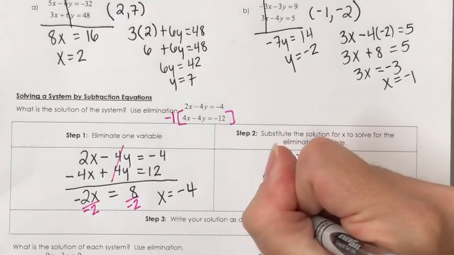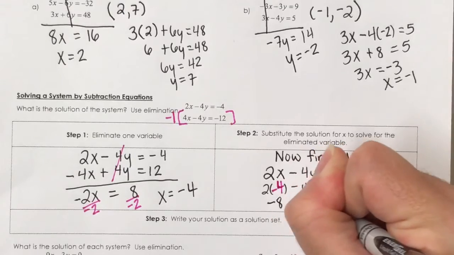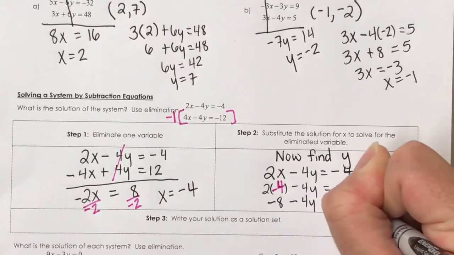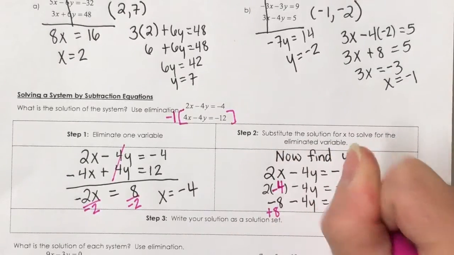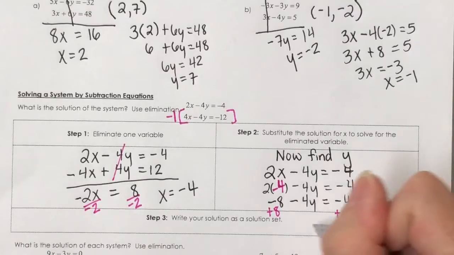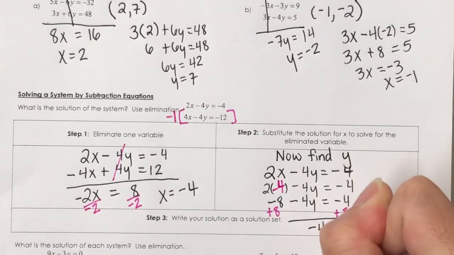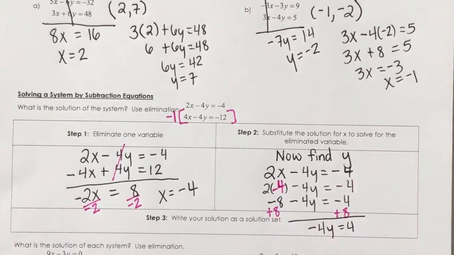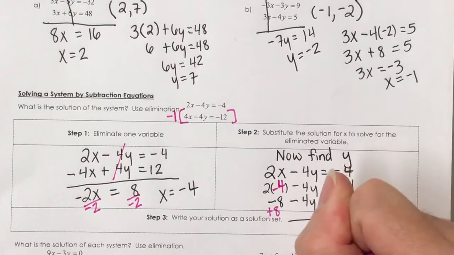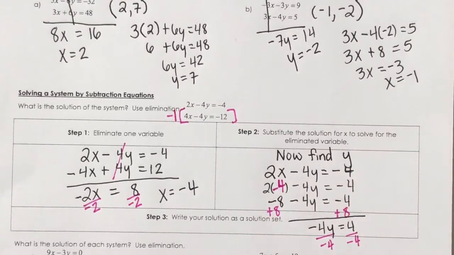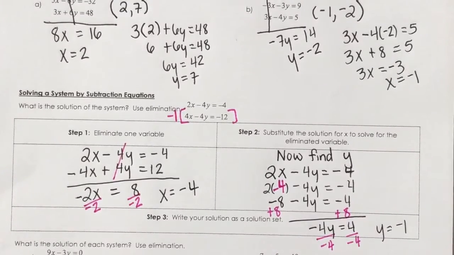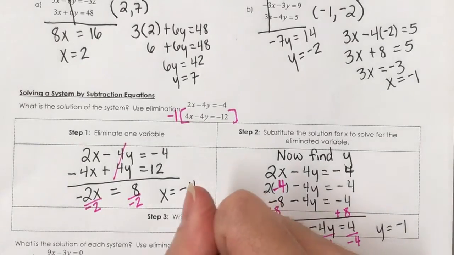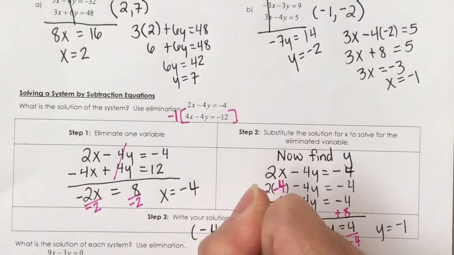So 2 times negative 4, negative 8. Negative 8 minus 4y is equal to negative 4. We got to get y by itself. We're going to start by adding 8 to the other side. So then I have negative 4y equals positive 4. Divide by negative 4. 4 divided by negative 4 is negative 1. All right, now we have the point that they share. So the solution to this system of equations is (-4, -1).